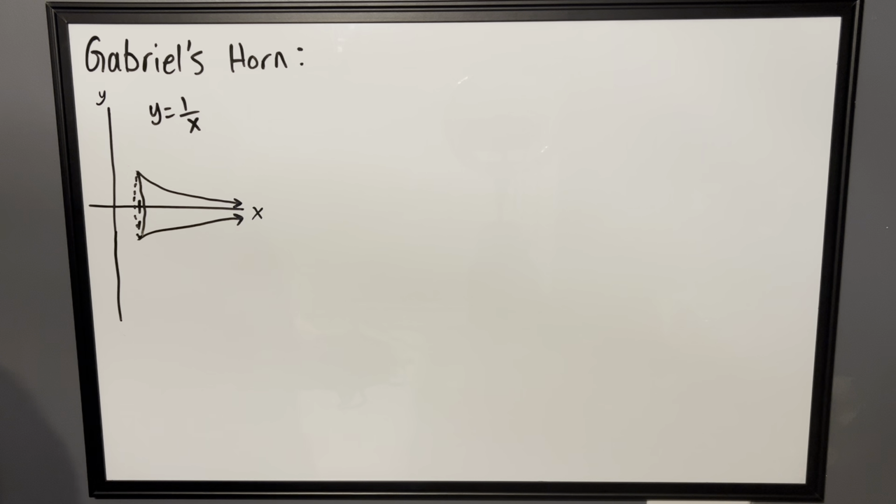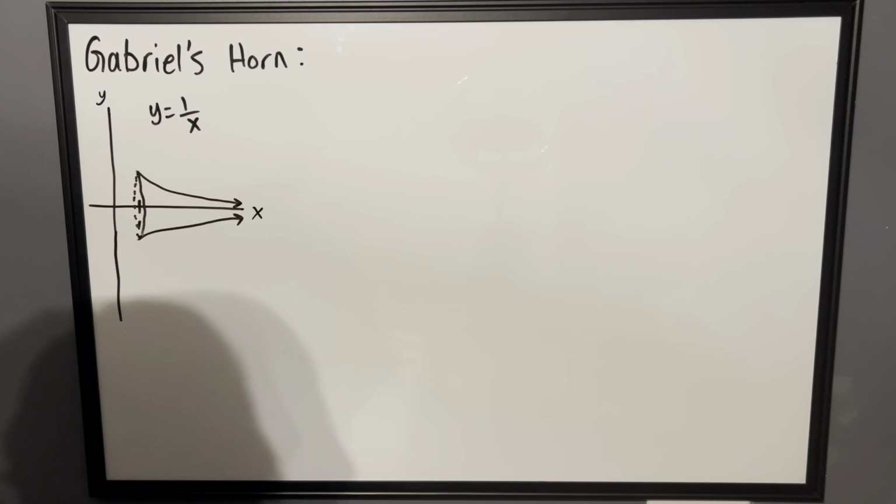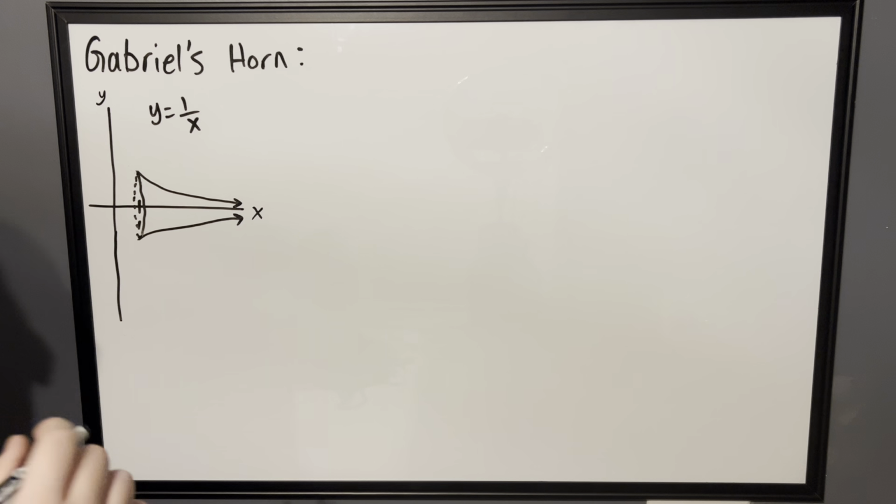So what we want to do is figure out what the volume and the surface area of this shape is. So we see that this goes off to infinity. So you might think that the volume is infinite, as well as the surface area. But we'll see when we calculate surface area and volume that it's not exactly what we think. So let's go ahead and do this. So first let's start with the volume.